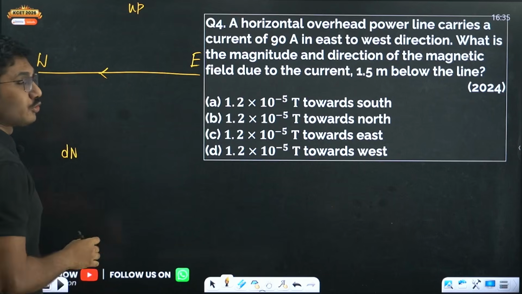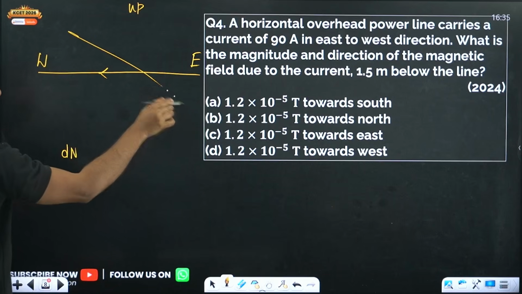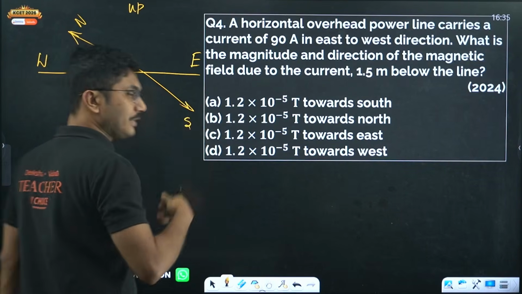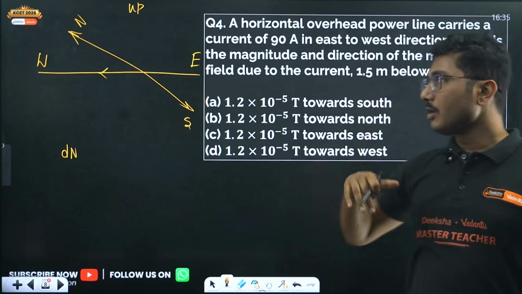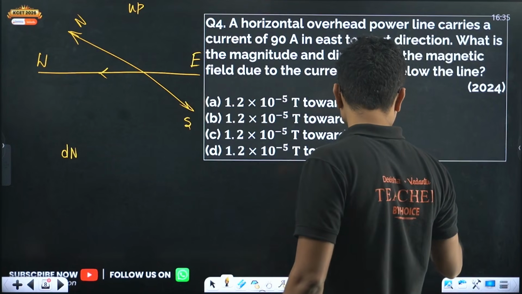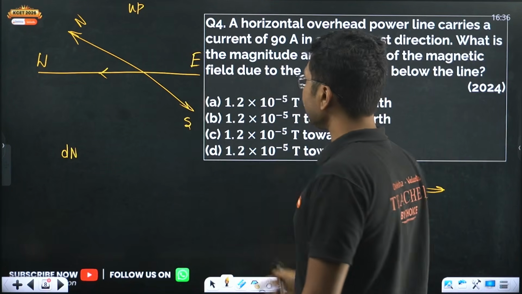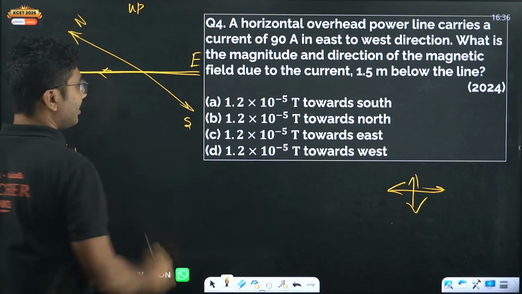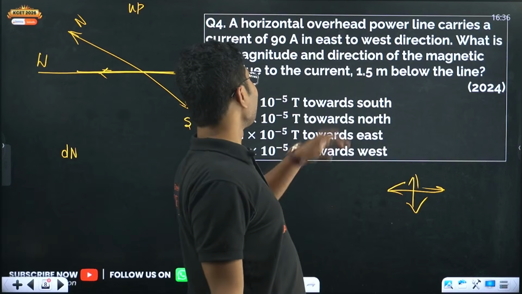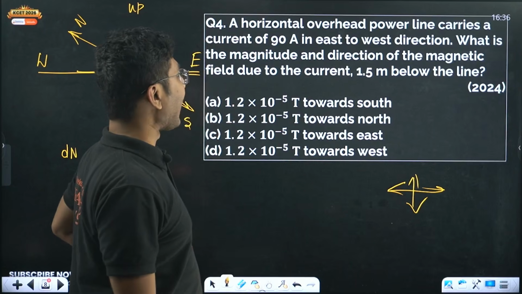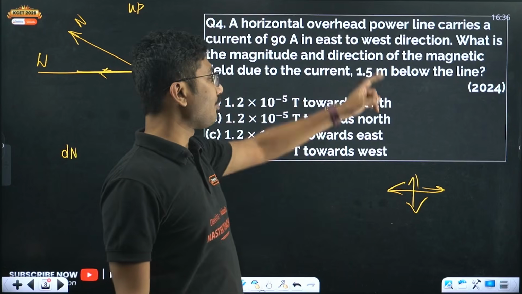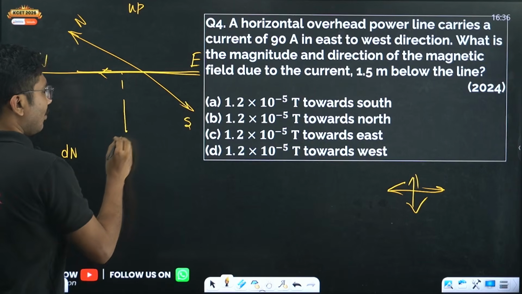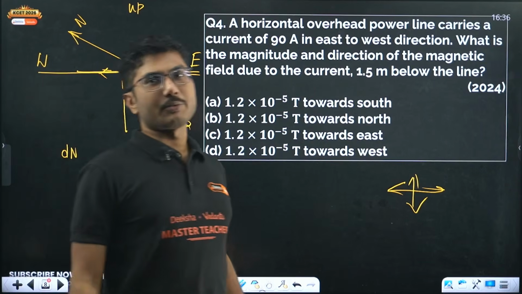Now how to show north and south direction? So north will be in this direction and south will be in this direction. Obviously it's a three-dimensional figure, so you cannot always draw north, south, east, west, because here up and down is also involved. Okay, so this is the current carrying wire, and it says, what is the magnitude and direction of the magnetic field due to the current 1.5 meter below the line? So below the line 1.5 meter, what is the magnitude and direction of the magnetic field?